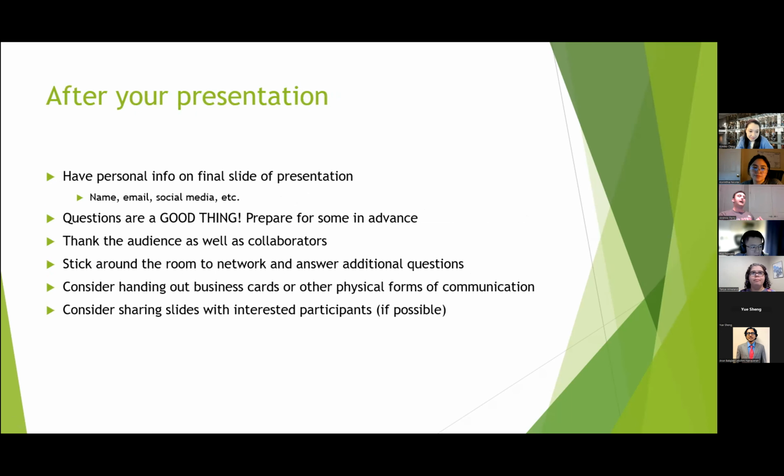Your final slide should have your personal information, your name, your email, your social media contacts, if you have it and you're comfortable with it. A great way to put yourself out there. That's the moment that people can grab their phones and take a picture of the slide, and then they have your info because you may not see them again throughout the conference.